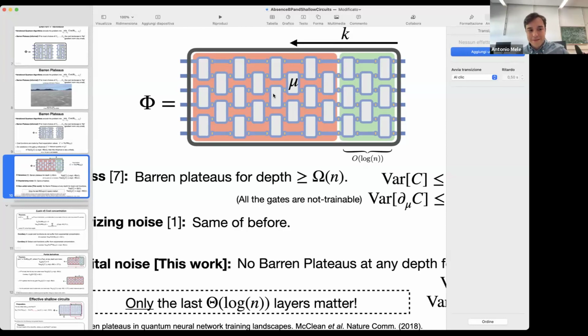I think, yeah, if we want to avoid this result, it's very important to introduce feedback or correlation between our circuits.